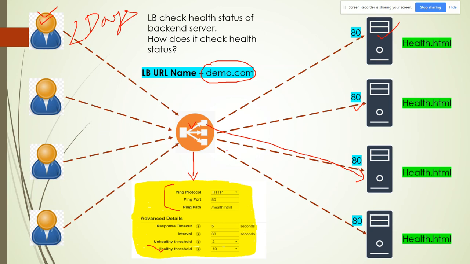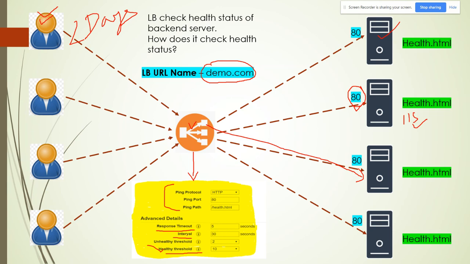What happens, guys, if the IIS service is not running on this host, or someone modifies the port configuration at the IIS level? If IIS is not running, what happens? The health check has a response timeout of 5 seconds, an interval of 30 seconds, and an unhealthy threshold of 2 and a healthy threshold of 10. This is the value that is configured.